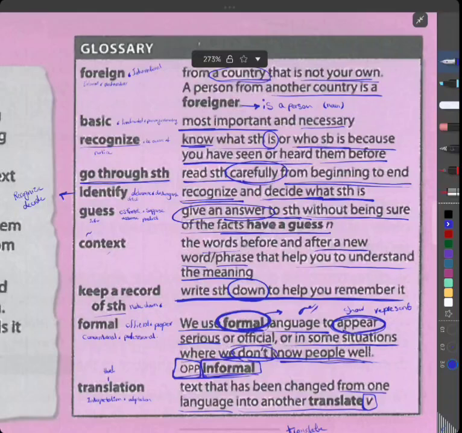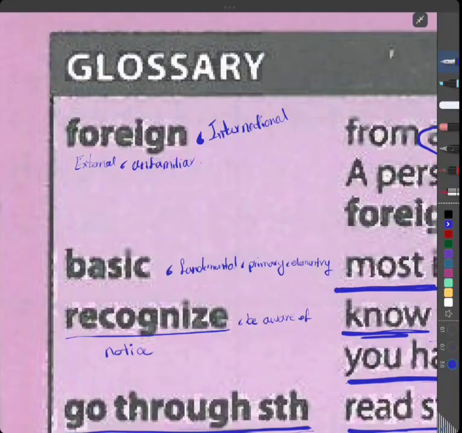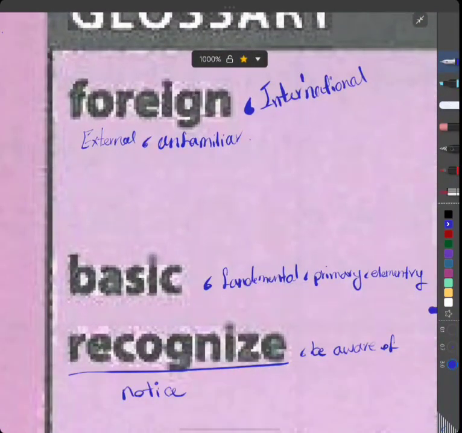Foreign means from a country, from another country that is not your own. For example, English language is a foreign language because English is not your native language, and it's not about your country. That's why we say foreign language. Okay? We have some synonyms for foreign, for example, international and external, unfamiliar.